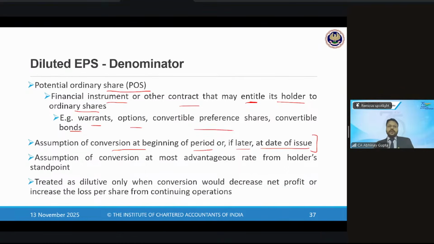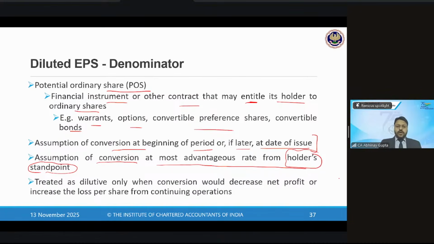So before using whatever information is available in the main shareholders agreement, we should always ask the management if there are any amendments to this, right? And based on those amendments, if any, we need to consider the adjustments. Then the third item says assumption of the conversion at the most advantageous rate from the holder's standpoint. Who is the holder? The third party, the person who is actually holding the options or warrants.